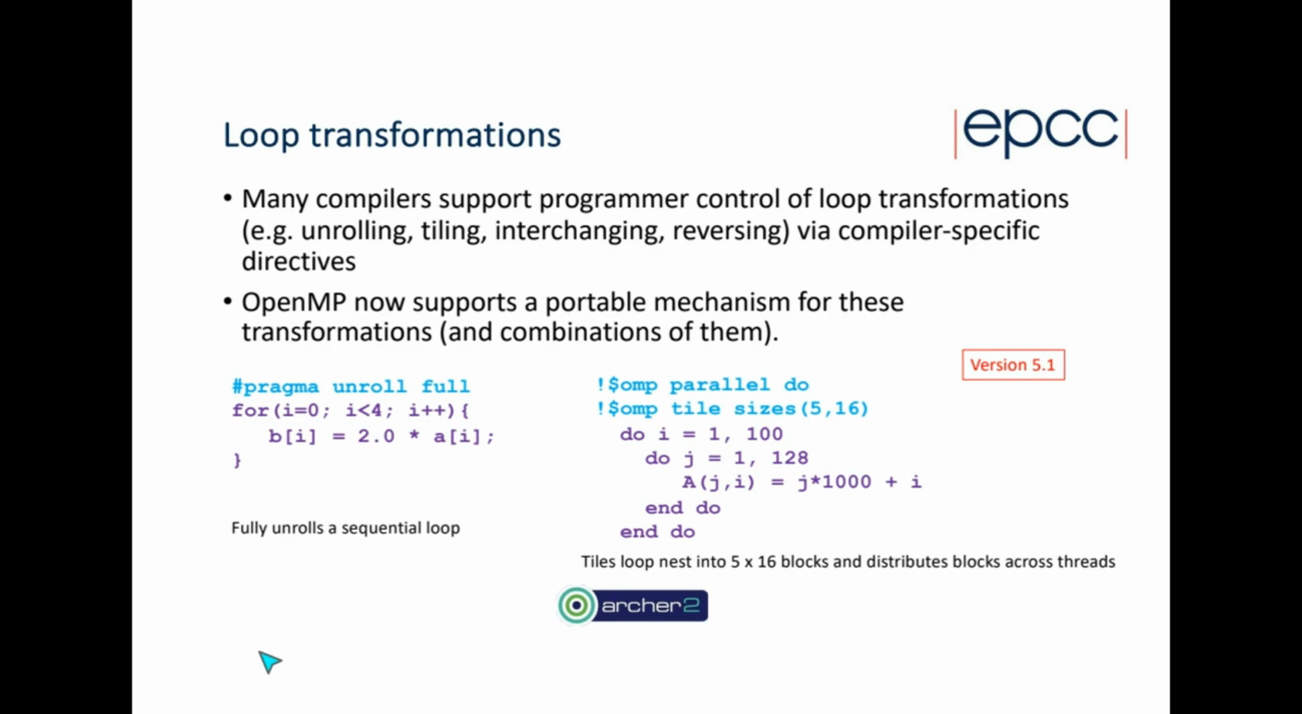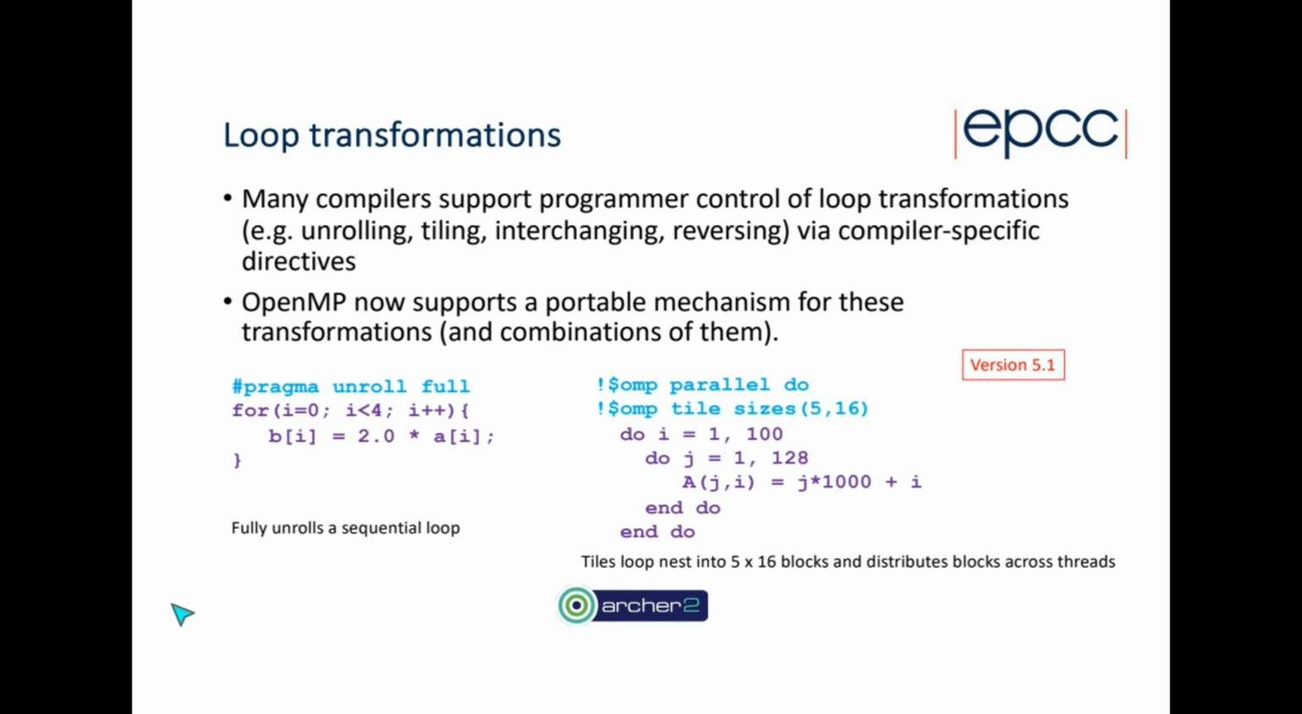So again, a bit like the SIMD directives, in the past, compilers have seen fit to provide support through directives for controlling loop transformations. So things like loop unrolling, loop tiling, loop interchange, loop reversal, and again, every compiler had their own syntax for these kinds of directives. A bit like SIMD, this is outside, I would say, the original conceived scope of OpenMP, but it turns out that for these compiler directives, OpenMP is a convenient place to standardize them.